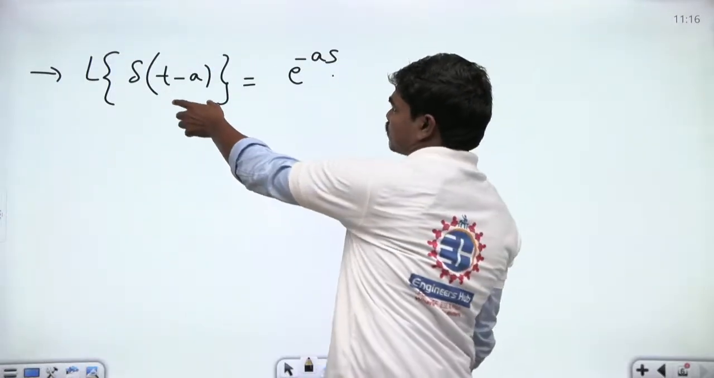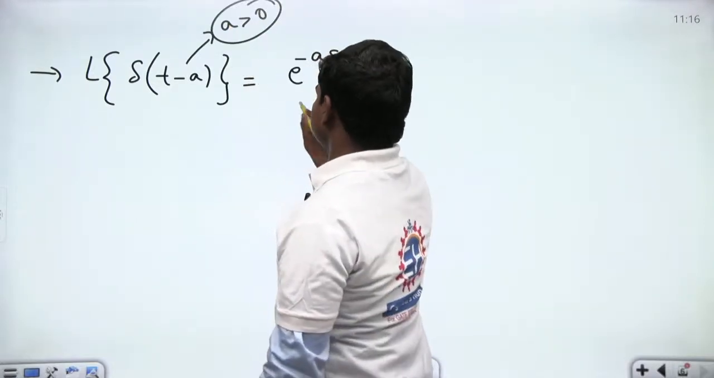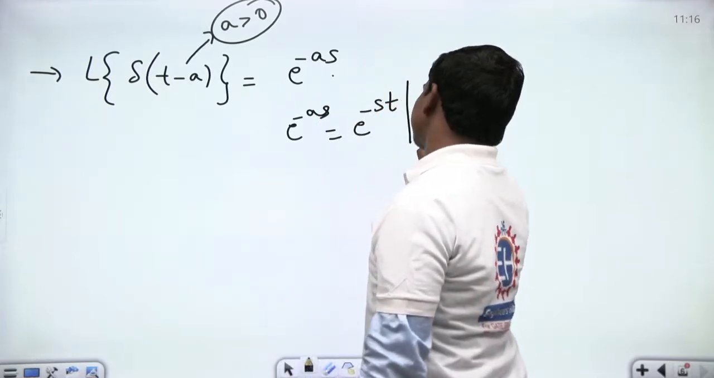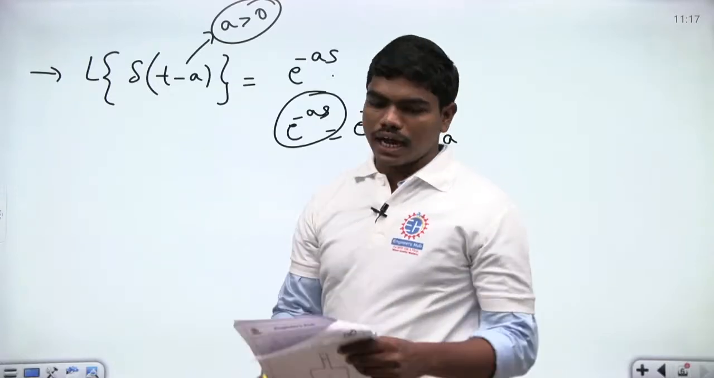So definitely the Laplace transform of this function, as long as this a is positive, is nothing but e power minus as. And how did you obtain this e power minus as? This is nothing but e power minus st at t is equal to a. So if you substitute t is equal to a, e power minus as is what you will be getting. So that's the answer. Clear?